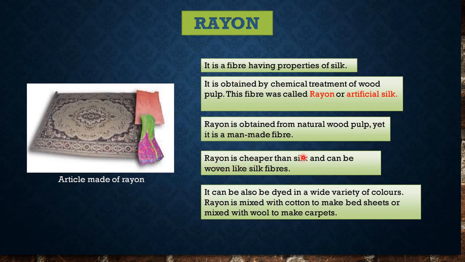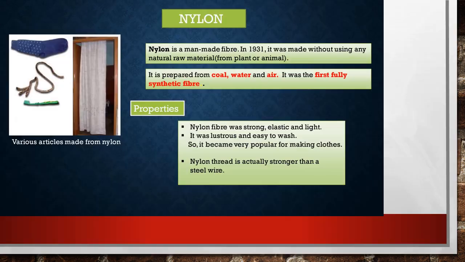Rayon is cheaper than silk and can be woven like silk fibers. It can be dyed in a wide variety of colors. Rayon is mixed with cotton to make bed sheets or mixed with wool to make carpets. These are the points about rayon.